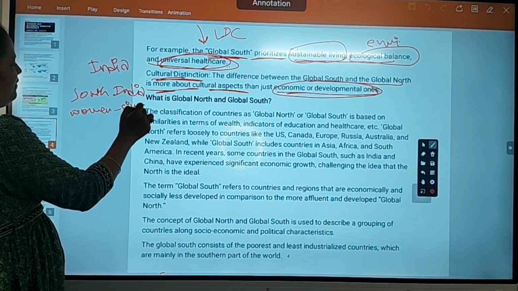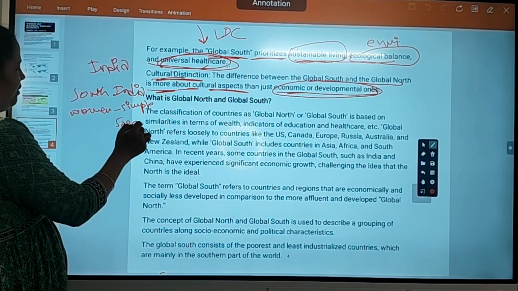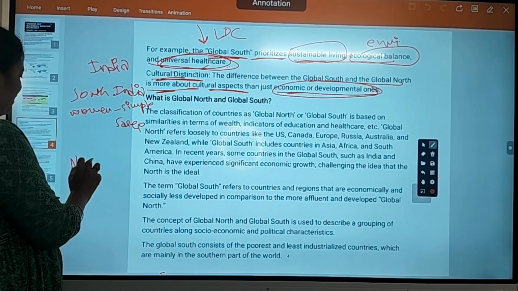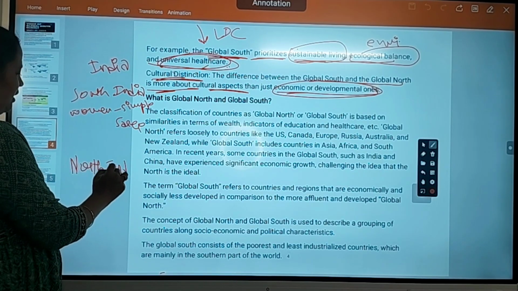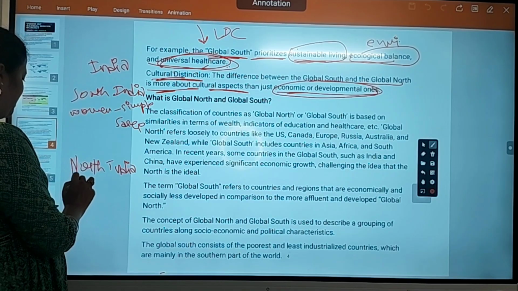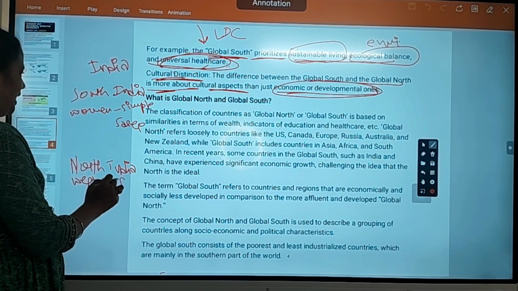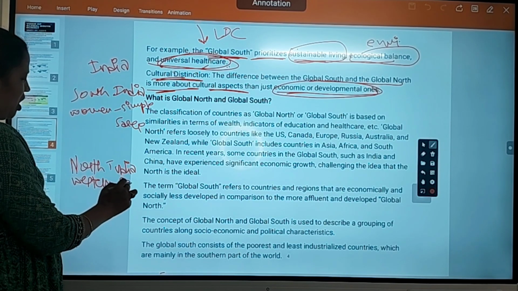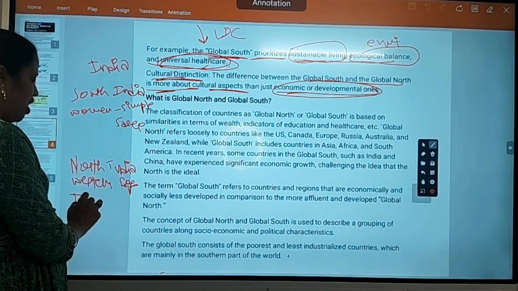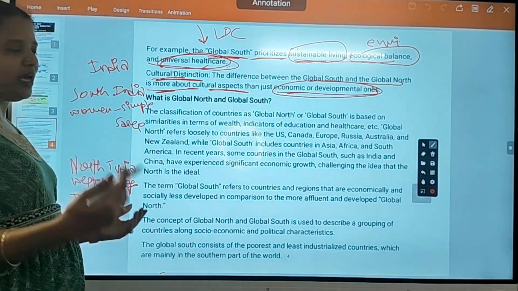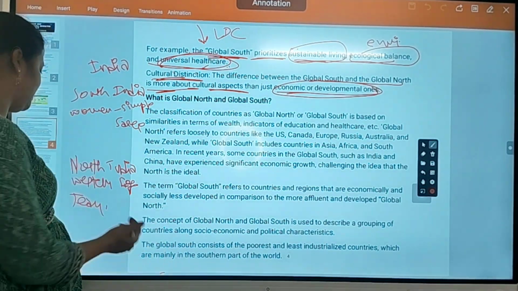Simple. They wear a sari. In North India, people are advanced. They often follow Western lifestyle. So, a lady in North India always wears jeans, crop tops, small frocks, things like that.